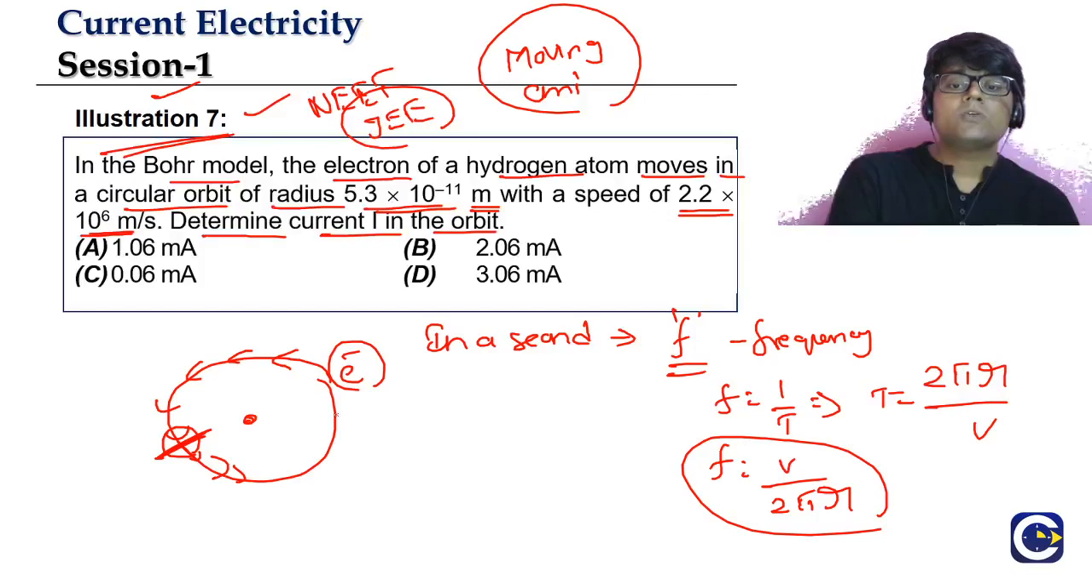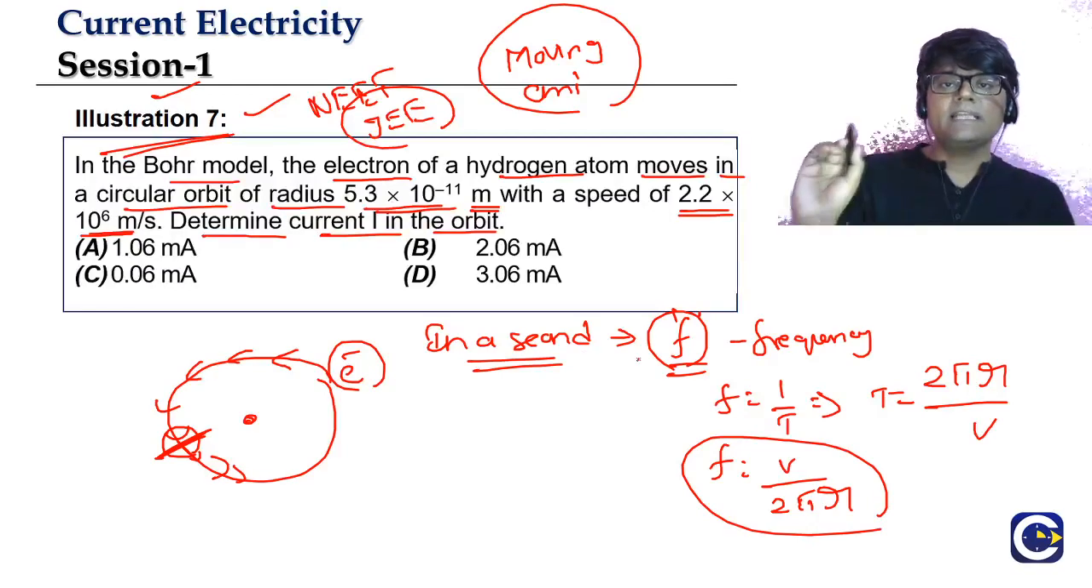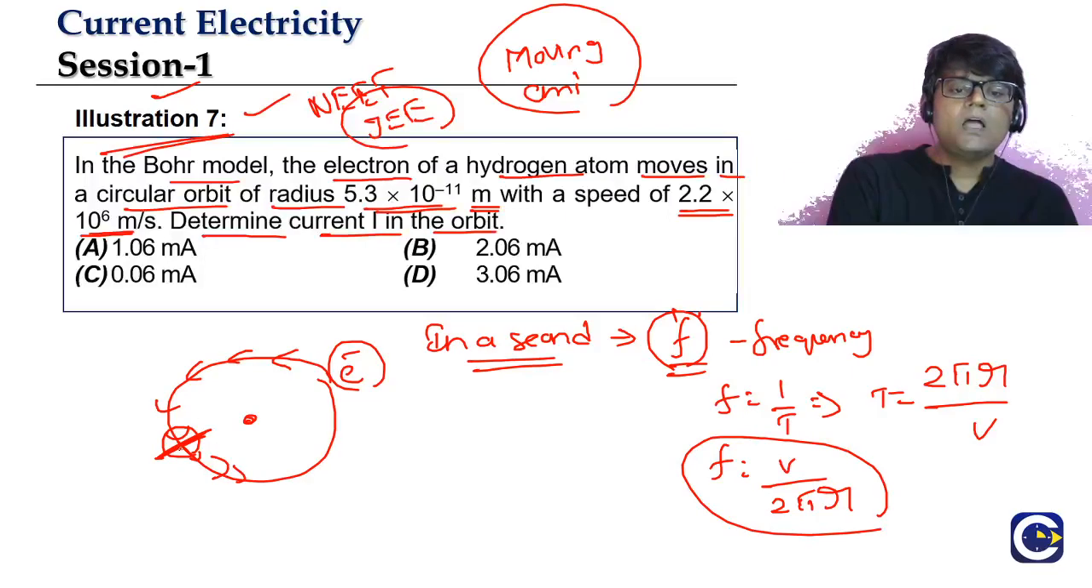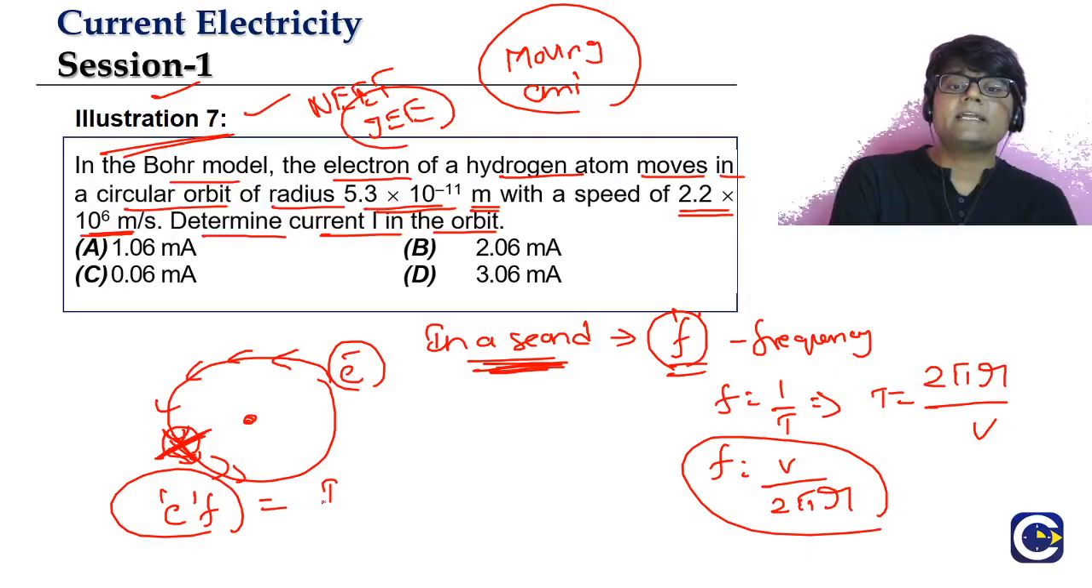So the electron is passing through that point. How many times in a second? F number of times. F is basically the frequency, that many number of times. Say for example, if the frequency is 10, it means in a second it is crossing 10 times. Means how much charge would be going through this point in 1 second? E is the charge of the electron. This much charge, how many times is it crossing per second? F number of times. So this is basically the current.